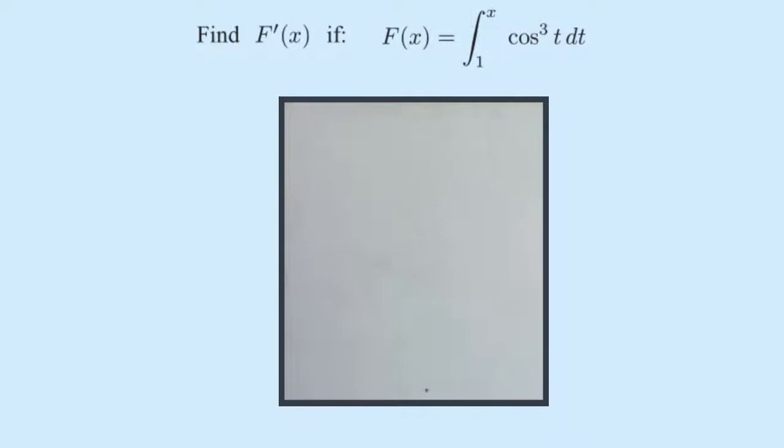Find f dashed x if f of x equals the integral between 1 and x of cos cubed t dt. So the hardest thing with these, especially if you get them in an exam condition, is to just stop yourself from automatically trying to integrate that thing with respect to t.